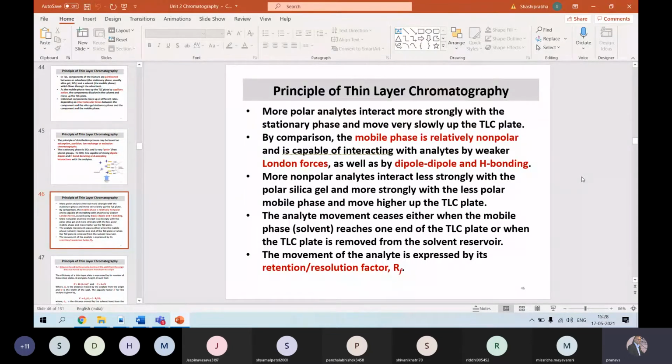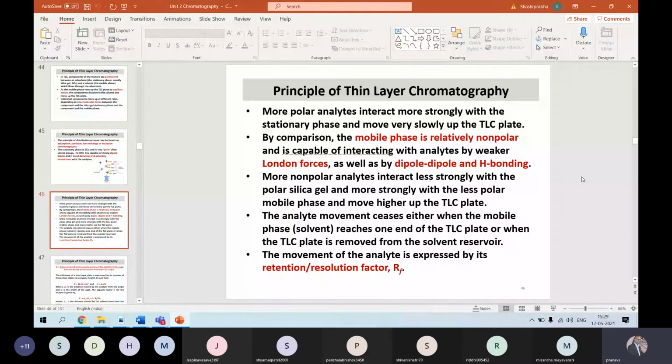Now, this is the next statement, which talks about the interaction. By comparison, the mobile phase is relatively non-polar because the stationary phase is so polar. That means the mobile phase will be relatively non-polar. It doesn't mean that it is non-polar, because you are using methanol also, which is again polar. You use water, which is very polar, but then you use hexane also, you use ethyl acetate also, and there are many others which you use as the mobile phase, and it is capable of interacting with analytes by weaker London forces.